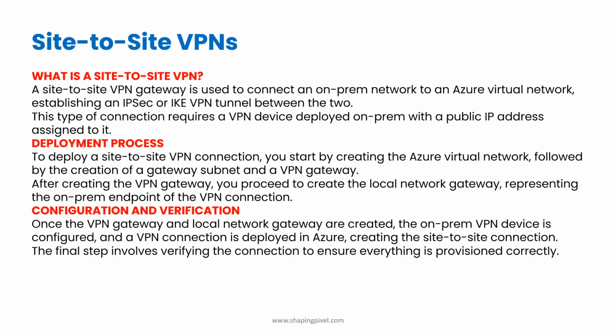To deploy a site-to-site VPN connection, you start by creating the Azure virtual network, followed by creation of a gateway subnet and a VPN gateway. After creating the VPN gateway, you proceed to create the local network gateway representing the on-prem endpoint of the VPN connection. Once the VPN gateway and local network gateway are connected, the on-prem VPN device is configured and a VPN connection is deployed in Azure, creating the site-to-site connection. The final step involves verifying the connection to ensure everything is provisioned correctly.